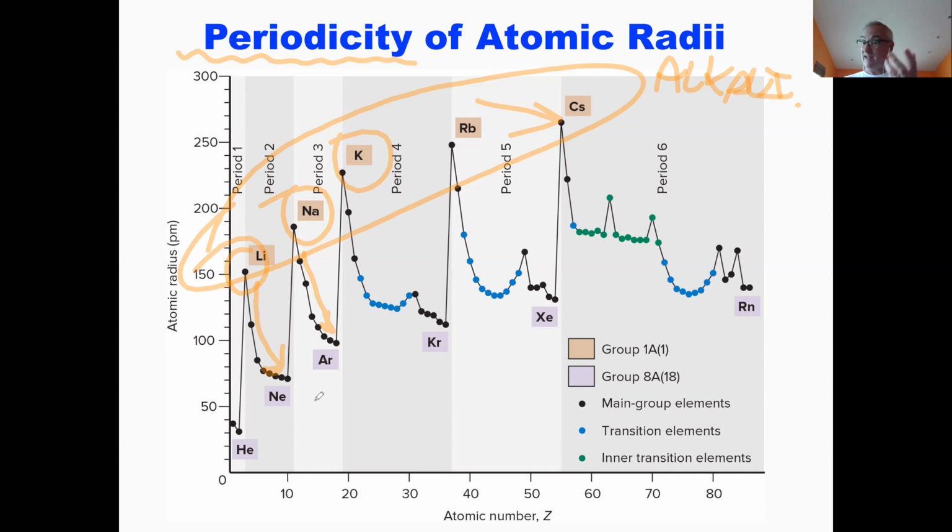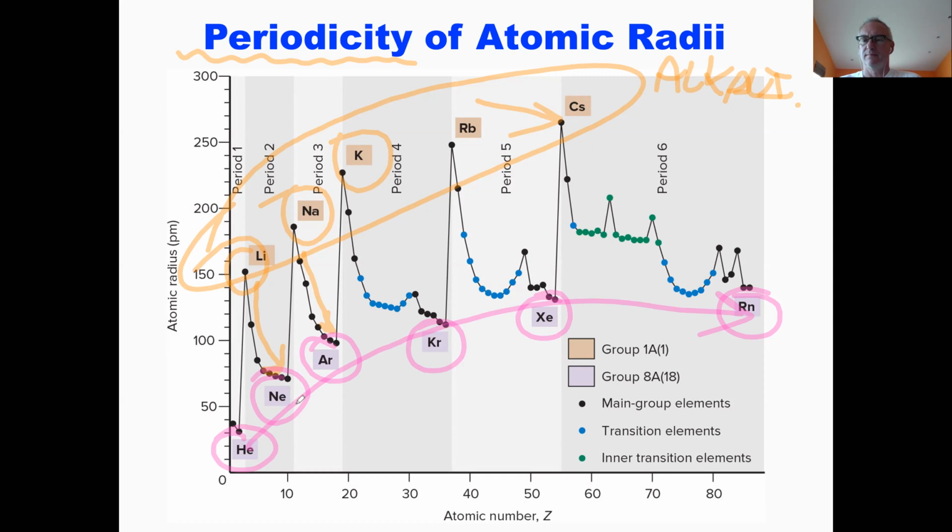Now, let's look at the other end of the periodic table. Let's look at these elements at the bottom. Look at all the ones that are the smallest: 1, 2, 3, 4, 5, 6. What do these elements have in common? They're all the noble gases.